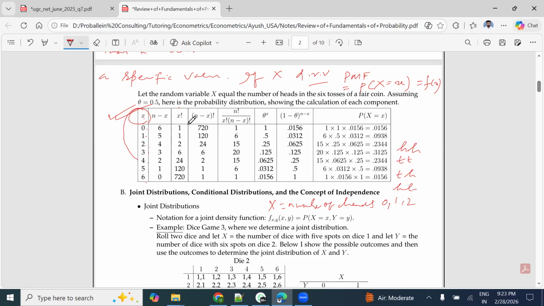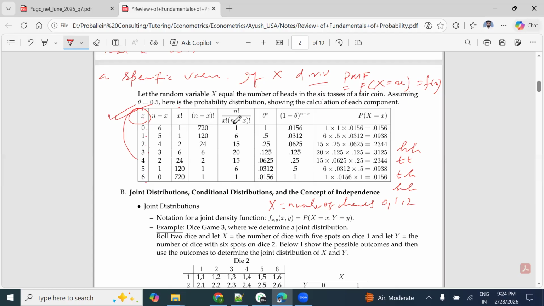Are you getting it? The capital X represents the event and the small x represents the specific value. Correct. Clear? Yes, sir. So then you calculate it and show it to me. Madhusudha, you can calculate it. Okay, sir.